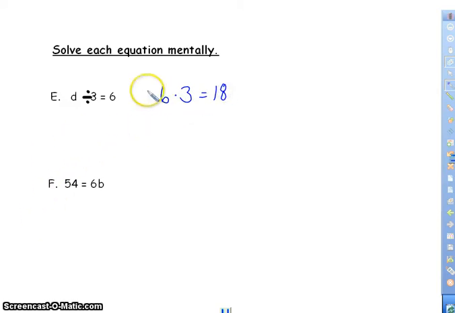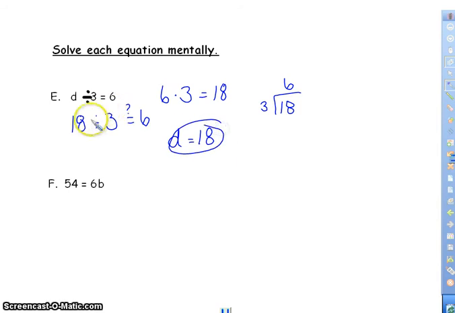Once again, it's the power of checking, okay? So I want to know if 18 divided by 3, does it equal 6? Take it off to the side if you can't do it in your head. 3 doesn't go into 1, but 3 goes into 18 6 full times, okay? So D equals 18 because 18 plugged in for D divided by 3 does equal 6.